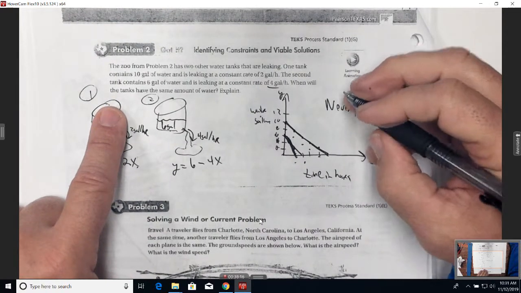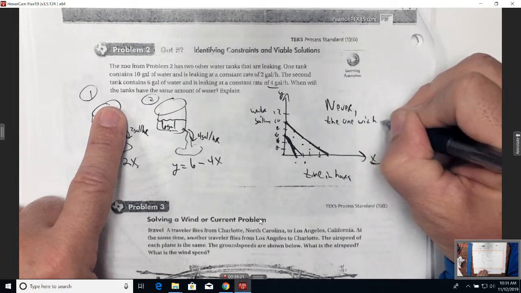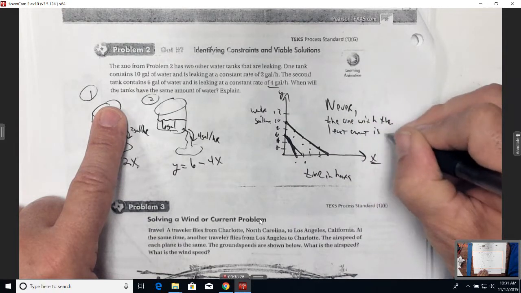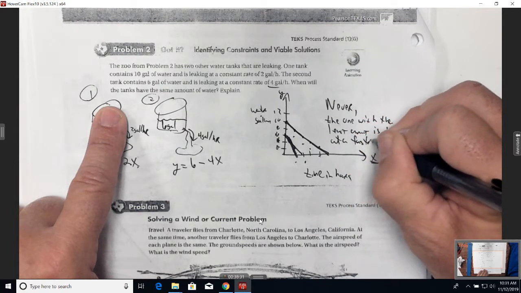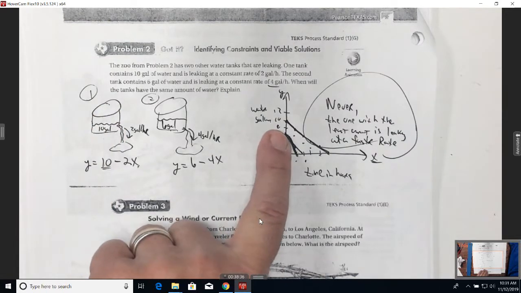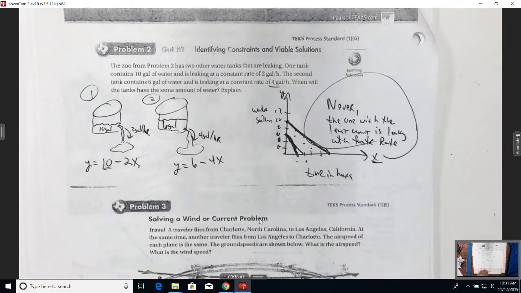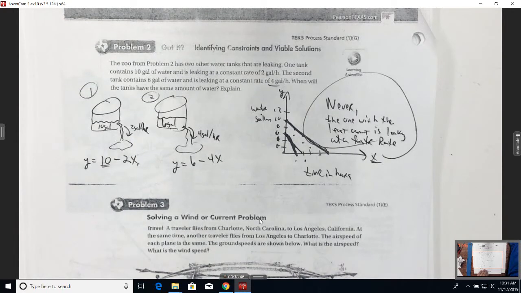Because why? Because one goes faster than the other. The one with the least amount is leaking at a faster rate, so it's going to empty faster than the one that has the most amount, so they'll never intersect. So you can just say, hey, they'll never intersect because the slope is too steep on the one with the least amount. Y'all good with that?